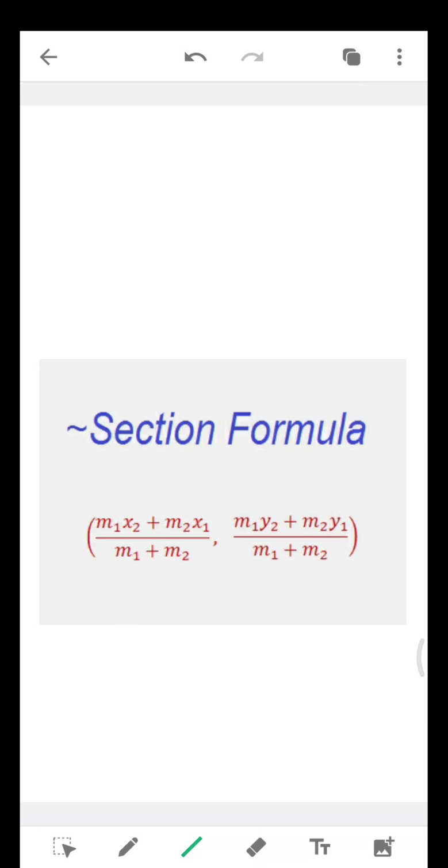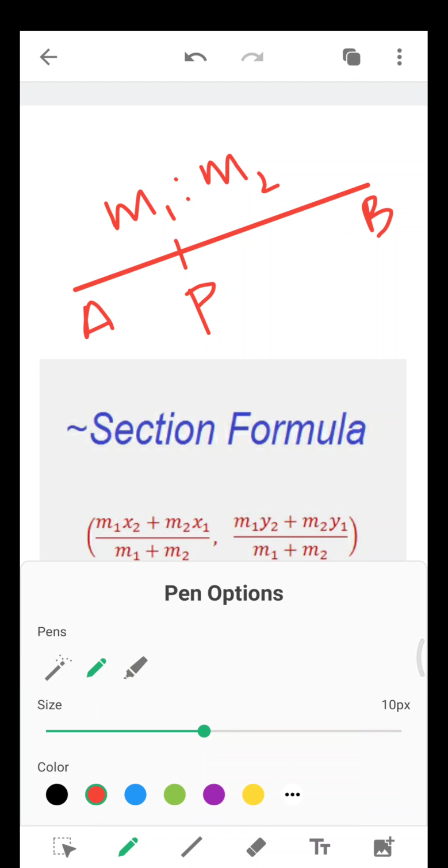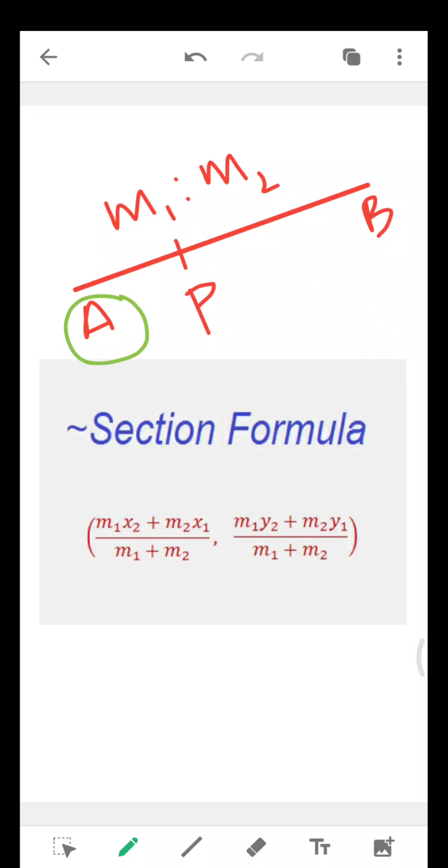If you have a line segment, say AB, and if a point divides AB in some ratio m1 is to m2, say m1 is to m2 because it is not dividing equally, so the ratio is m1 is to m2. So there are four different parts in this figure. What are those four different parts? The first one is A, the second is B, this is your x1 y1.